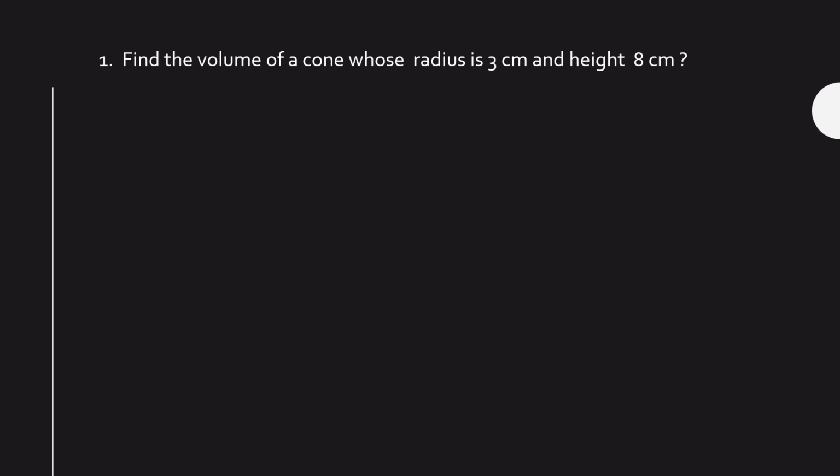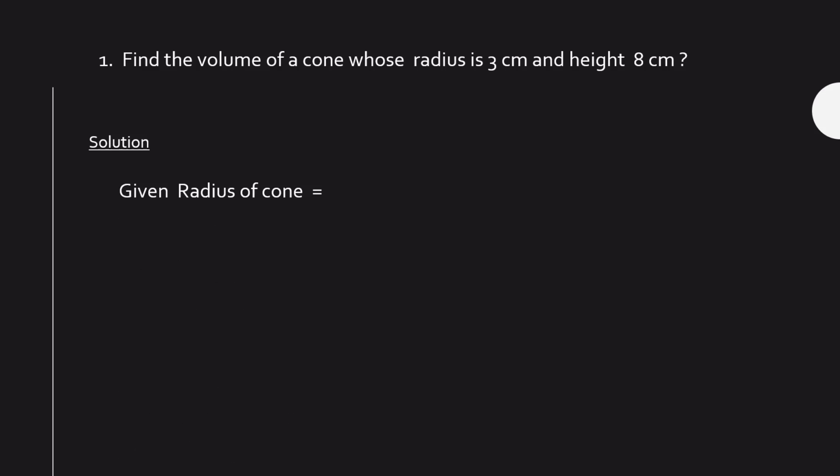Okay, now let's discuss a problem. Find the volume of a cone whose radius is 3 cm and height 8 cm. I think everything is clear from the question. You have to find the volume and radius is given, height is given. Okay. What will be your first step?